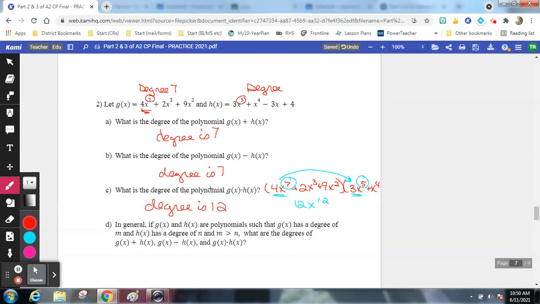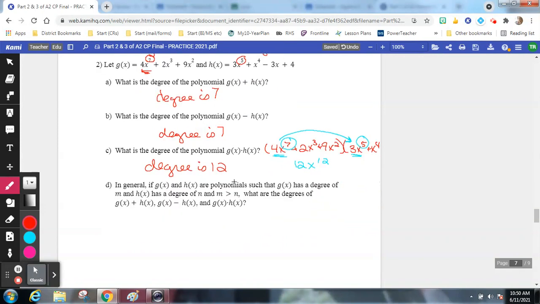So again, it's just a matter of knowing that when you add or subtract, you're combining like terms, the degrees stay the same. And you take the higher of the two. And then when you multiply, you add your exponents. That then goes to part D. It says, in general, if all you know is that the g function has a degree of m and the h function has a degree of n, and I know that m is bigger than n, so I know that g is the bigger one. What are the degrees of the addition, the subtraction, and the multiplication?